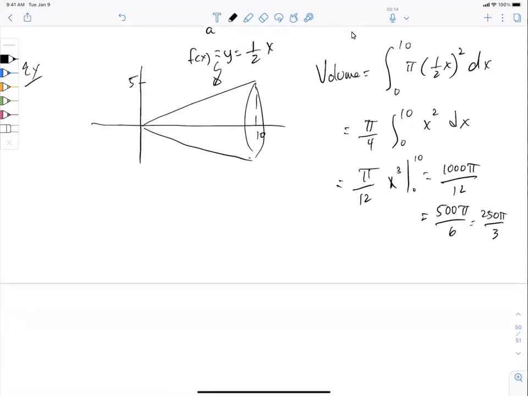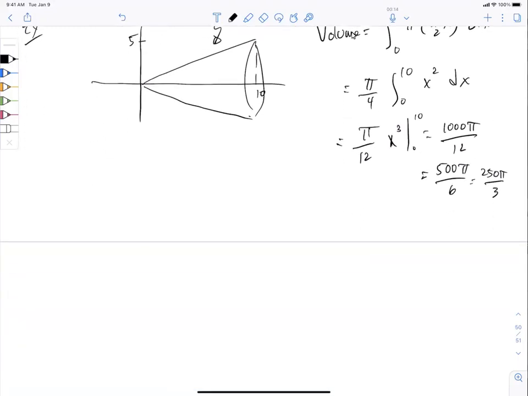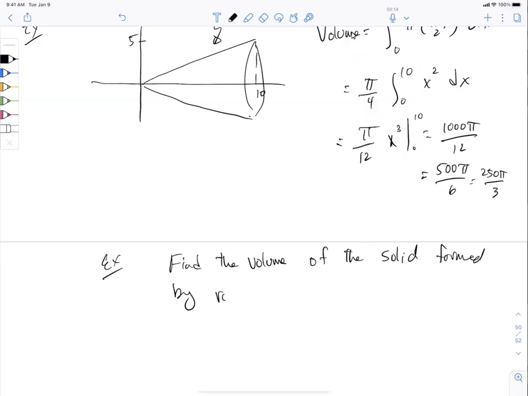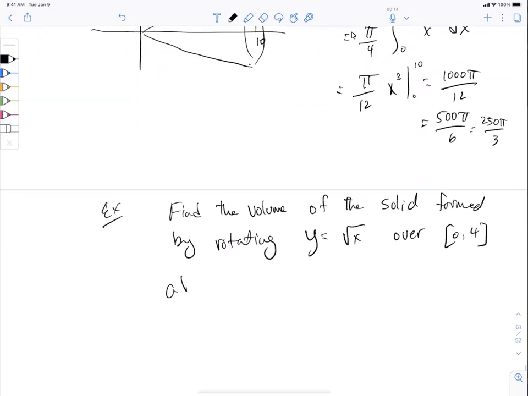For example, find the volume of the solid formed by rotating y equal to square root of x over 0 to 4 about the x-axis.